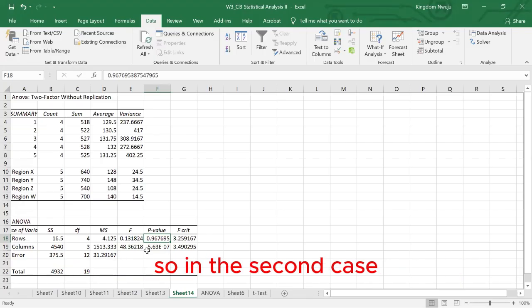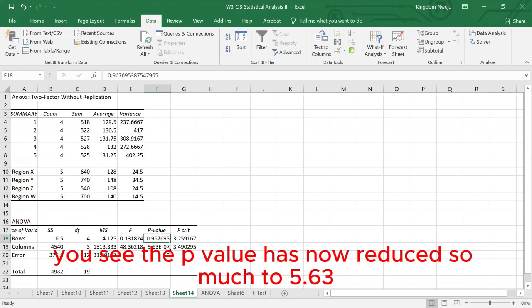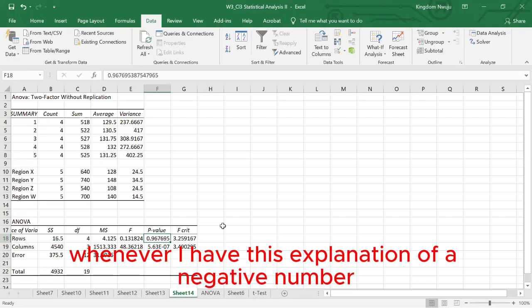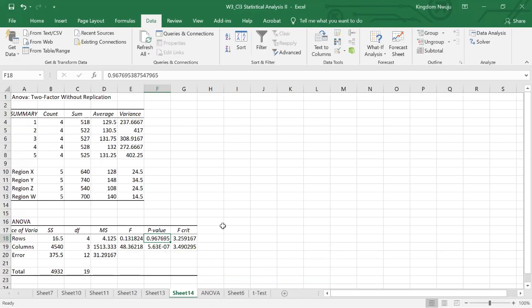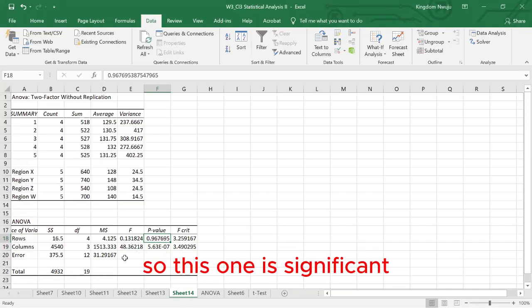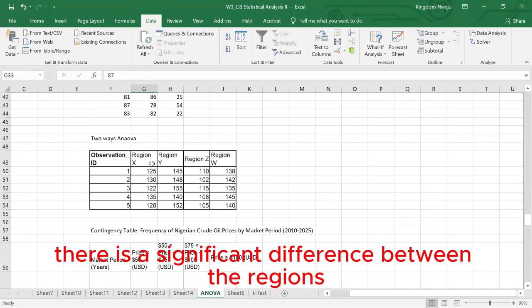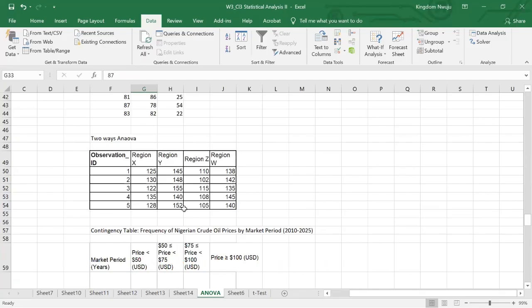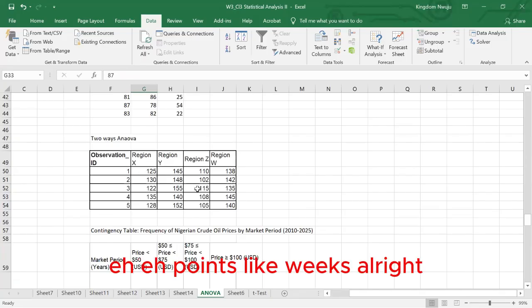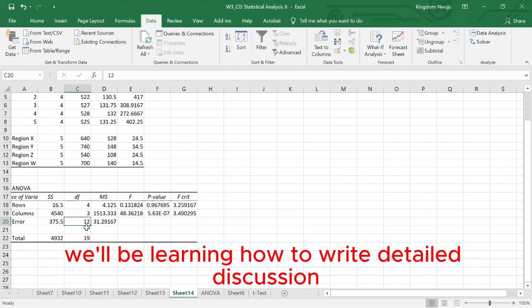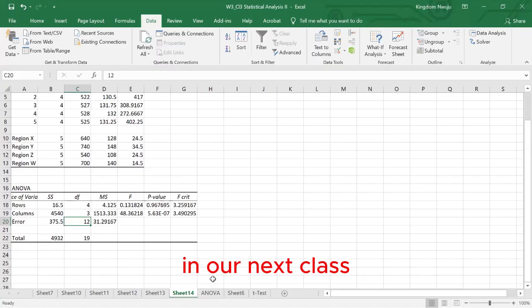All right. So in the second case, you see the p-value has now reduced so much to 5.63 exponential of -7. Whenever I have this exponential of a negative number, it means it is reducing, okay? Because the negative number is like 1 over that number. So this one is significant. It means that there is a significant difference between the regions, but not within the observation points like weeks. All right. So this is a significant ANOVA result here. We'll be learning how to write a detailed discussion in our next class.